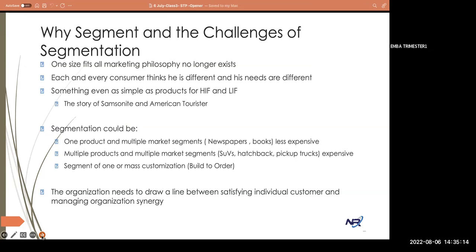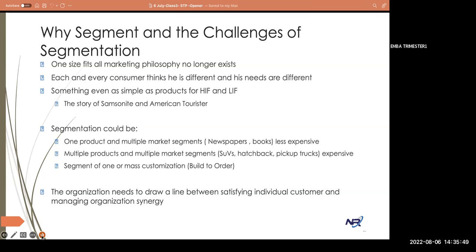So sometimes the segmentation could be very large. For example, in newspapers, everybody is buying the newspaper. I buy the newspaper for the sports. You buy the newspaper for shares and stocks. He's buying it for his Friday evening movie. So each one of us has a very large and multiple market, one product addressing so many. But you may also have multiple segments, like, for example, SUVs, which, as we discussed, come in a lot of varieties.